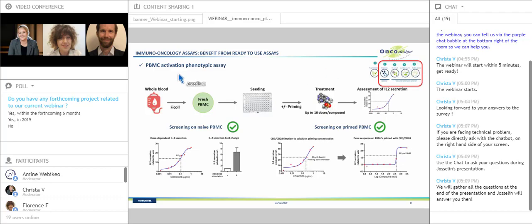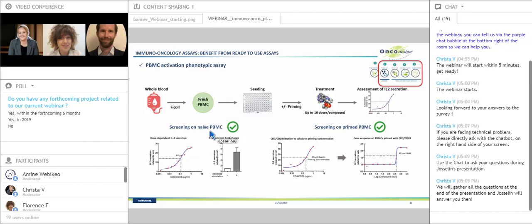So this test starts from whole blood from a healthy donor. We isolate the PBMC using Ficoll, and then we seed the cells in 96 well plates. Then we perform on-target priming, and we add some compound up to 10 doses per compound, and then we follow up the secretion of IL-2 by AlphaLISA in response to this stimulation.